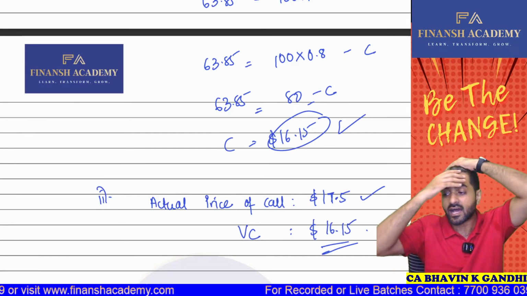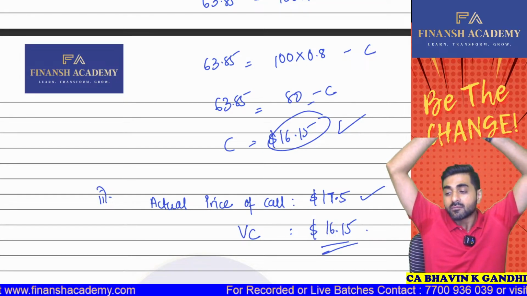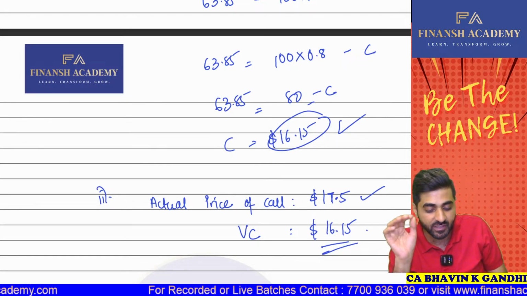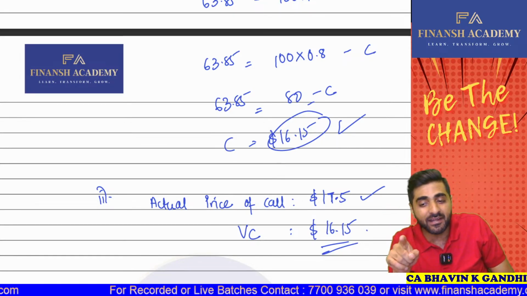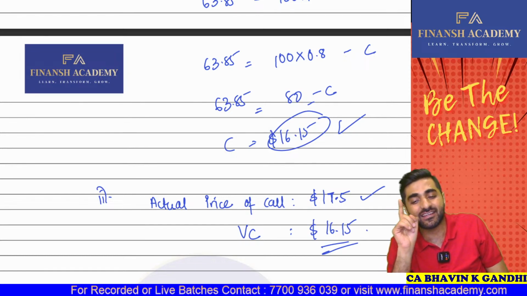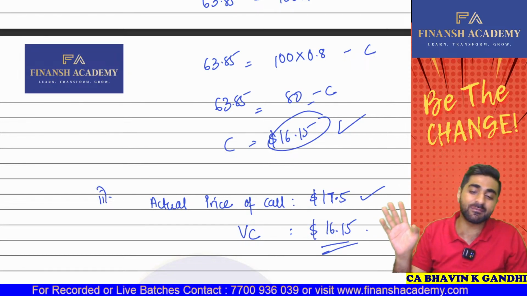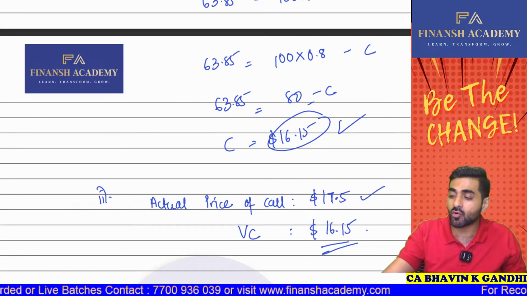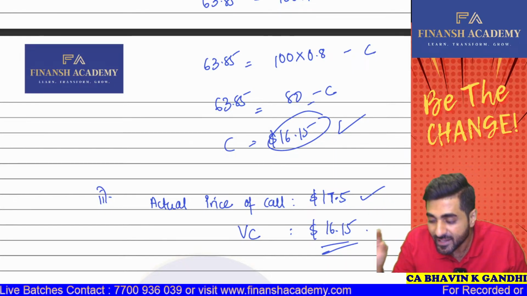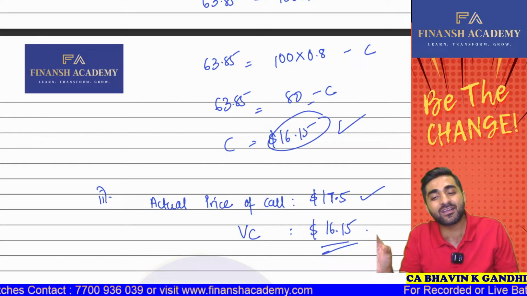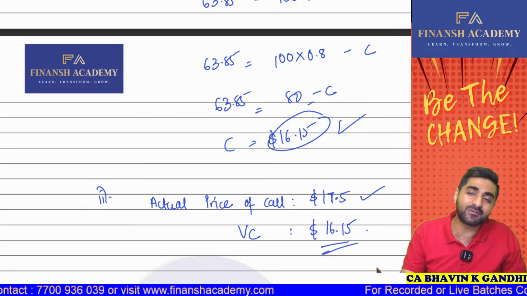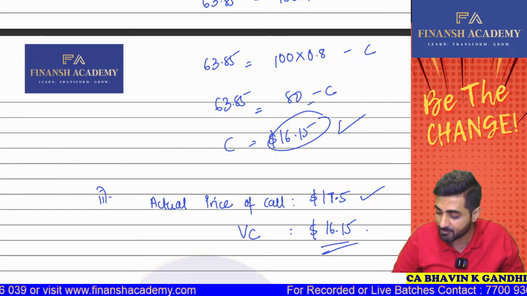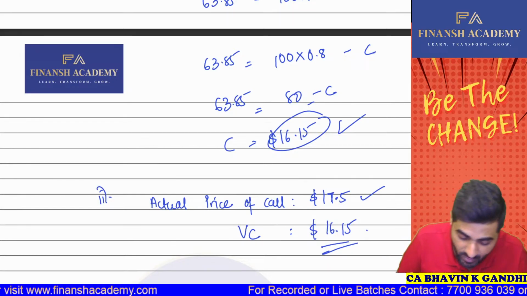Now just check, is any arbitrage opportunity possible or not? You can see that the actual price of the call option is $17.5, and the value of the call option is $16.15. It actually means that your call option is overpriced. Whenever things are overpriced, what is the next thing we do? We sell the call and then invest in stocks. Yes. So now the time has come, my dear students, to do the arbitrage profits.